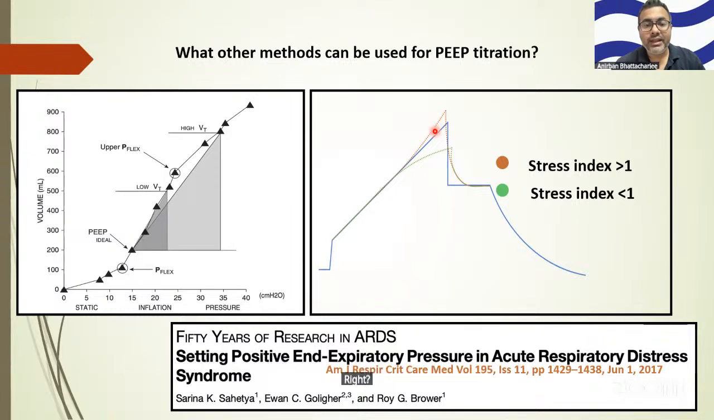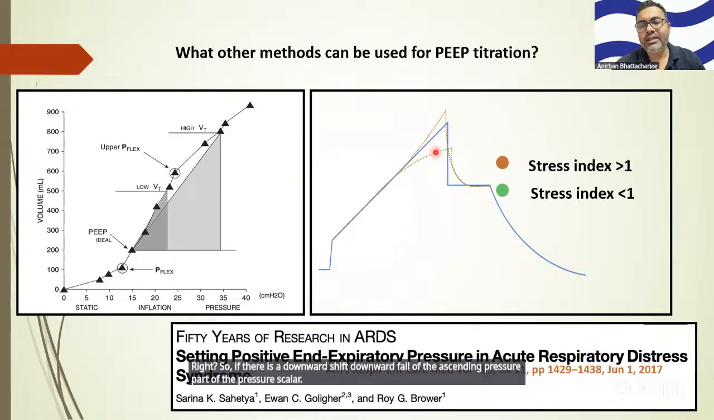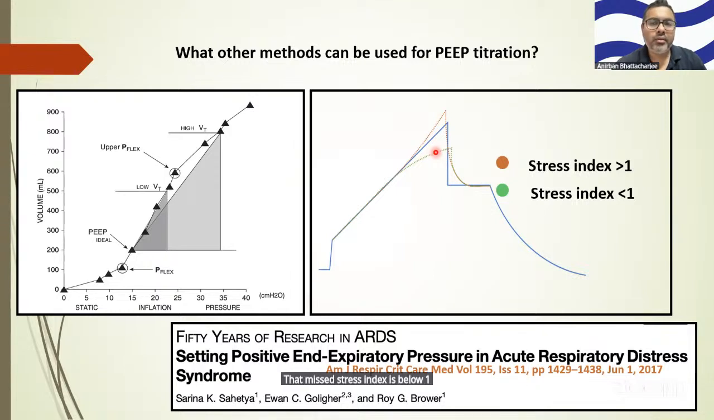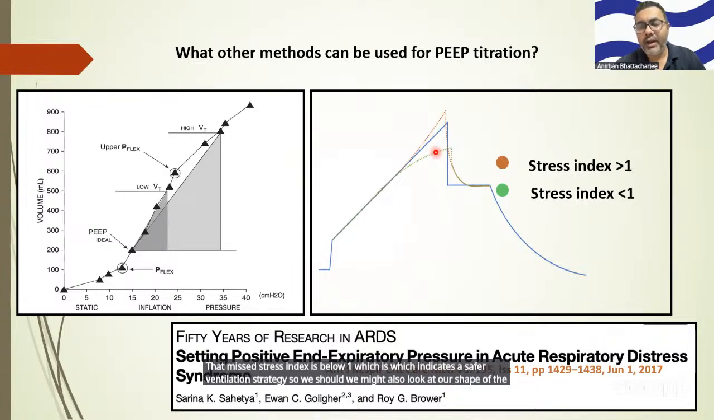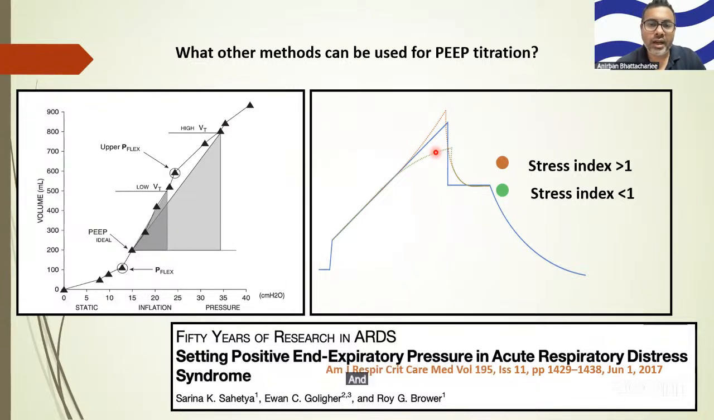So if there is a downward shift, downward fall of the ascending part of the pressure scalar, that means stress index is below 1, which indicates a safer ventilation strategy. So we might also look at the shape of the pressure scalar, and we should avoid an upward beaking of the pressure scalar.